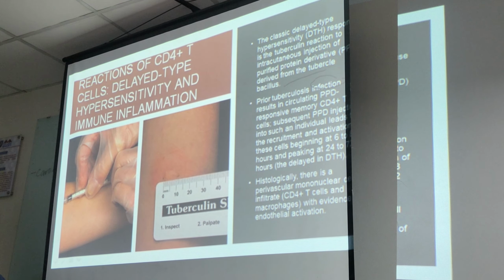Subsequent PPD injection into such an individual leads to the recruitment and activation of T cells beginning at 6 to 8 hours, peaking at 24 to 72 hours. That's why after injecting the PPD, you ask the patient to come back maybe after 48 hours, then you measure the induration. So this basically is a test to detect prior sensitization to tuberculosis.